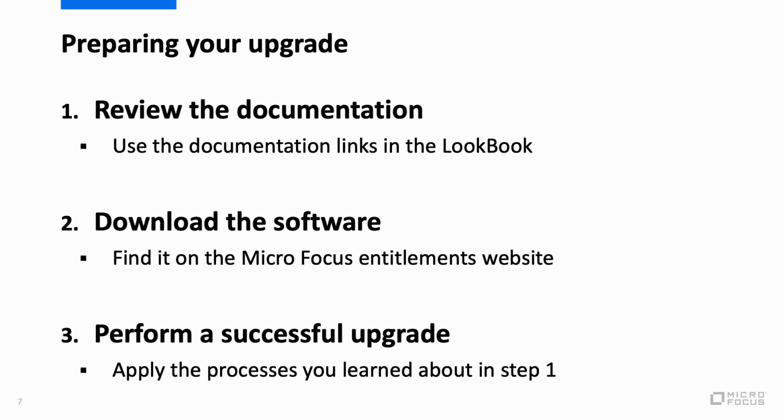Here's a little high-level action plan that you should follow. First, always read the complete upgrade documentation for your product, whether it's CSA or HCM. And as always, you can find the links to those documentation pages directly in the lookbook that you used to navigate to this presentation. Second, download the software. You all will have the right entitlements to do that, so you can simply log on to our entitlement portal and grab what you need there. And then third, apply the processes that you read about in step 1 and perform your successful upgrade.